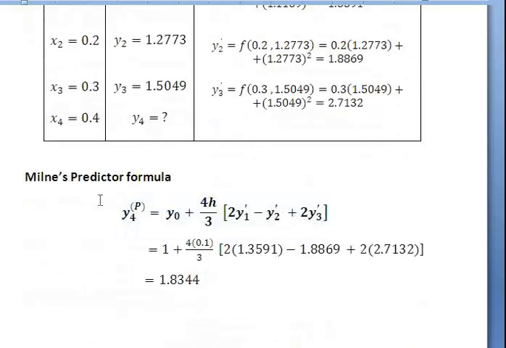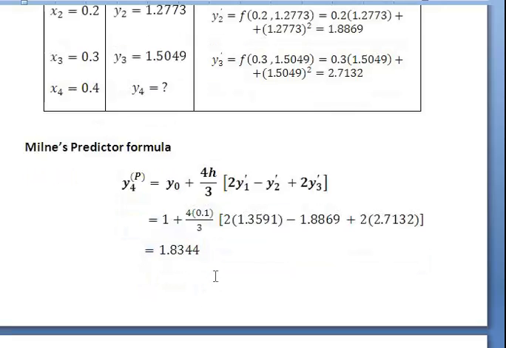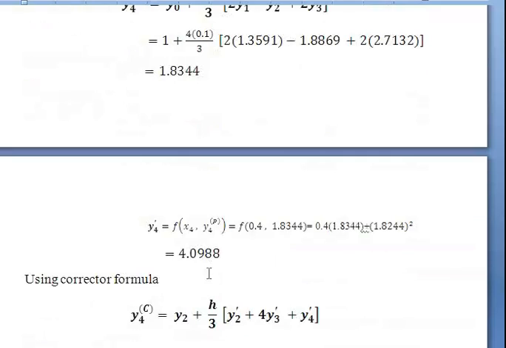Milne's predictor formula is this. Substituting the y0 value, y1', y2', and y3' values, we get y4p as 1.8344. To get the corrector value we need y4', from the given function at the point x4, y4p. Substituting those two values in the function, we get y4' as 4.0988.